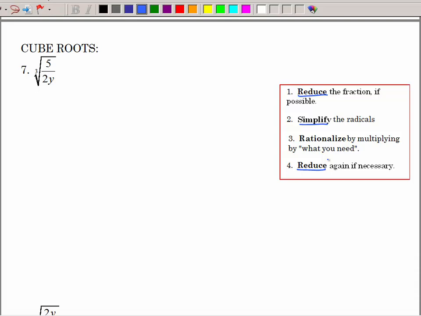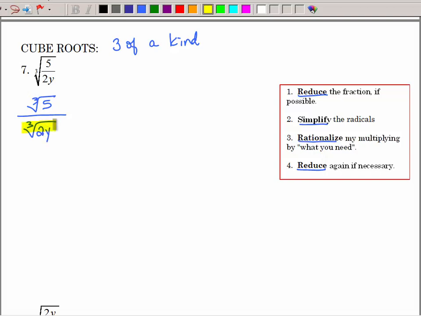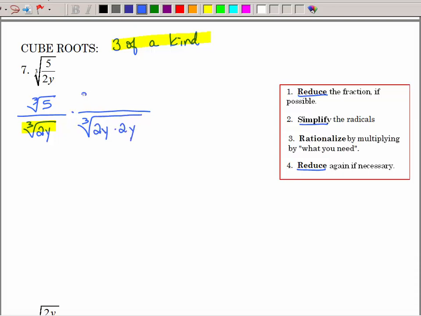This is a cube root. Remember, a cube root, I need 3 of a kind in order to get rid of that cube root. So let me go ahead and write this as the cube root of 5 over the cube root of 2y, just so you can see that separated. So I have this. I need 3 of a kind. So what do I need to multiply by? I need to multiply by a cube root of a 2y and a 2y.